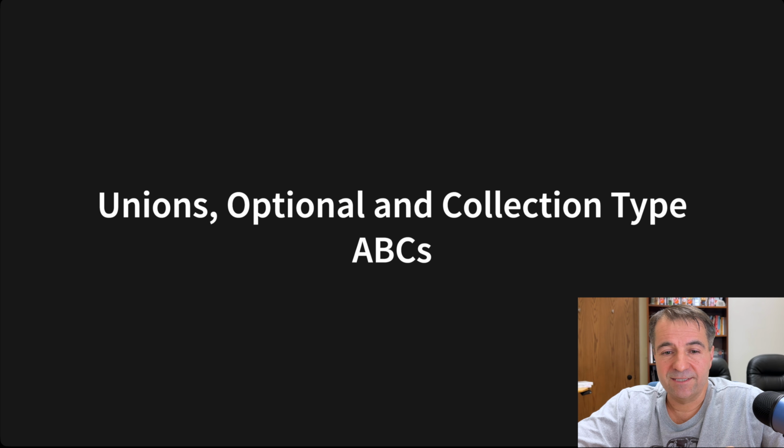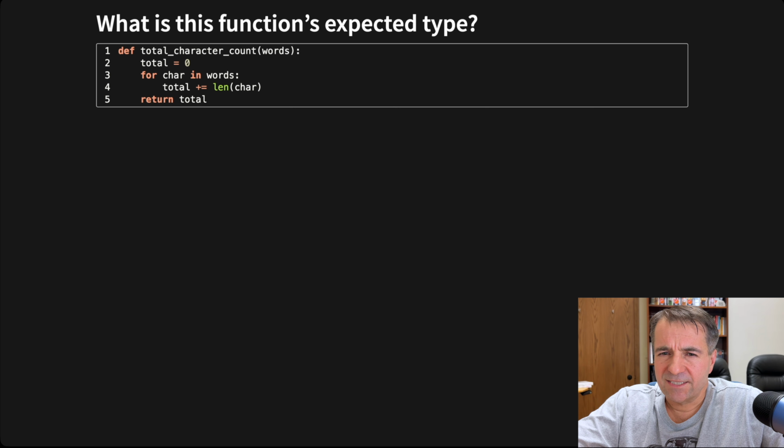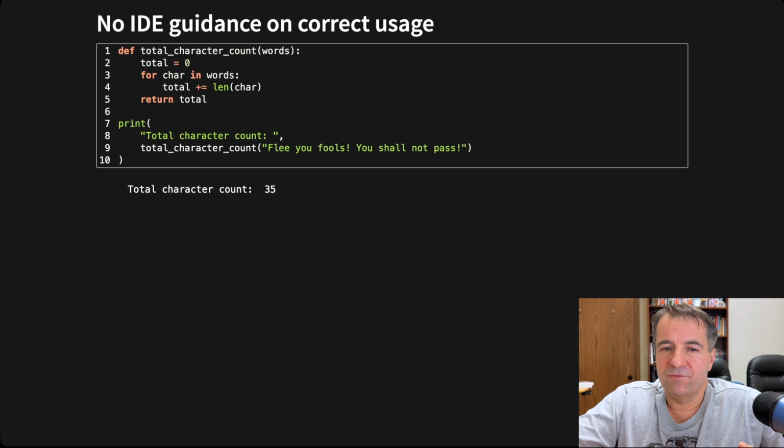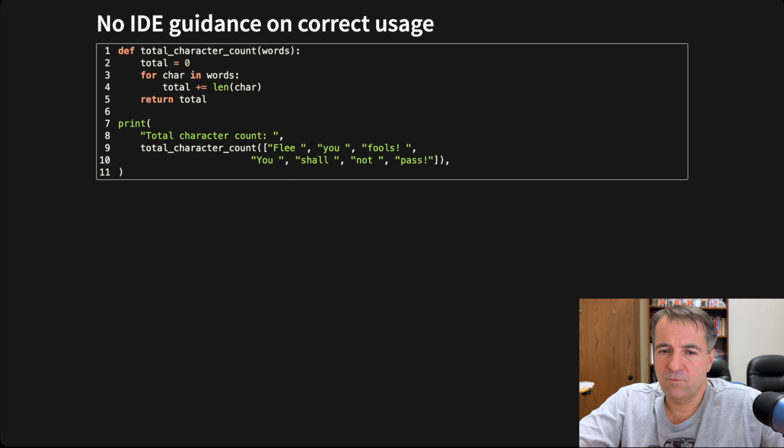Now we're going to look at unions, optional, and collection type abstract base classes. So take a second and look at this function. What does it do? See how you would use it. Just maybe pause the video and take a few seconds and do that. So this is an example of a function developed for sending in a sentence, and it's going to count the characters in that sentence. However, when the developer developed this, they had another intent in mind as well. But I want you to firstly look at this. Do you think this is still going to work? Is this list still going to give you the correct value? Just think about it for a second.